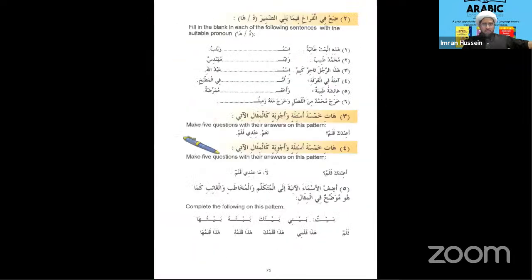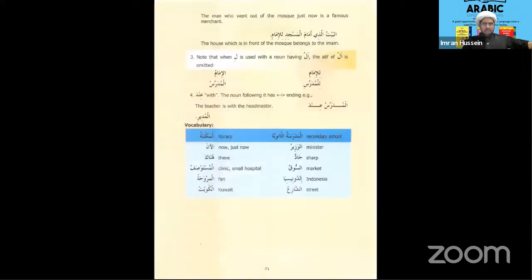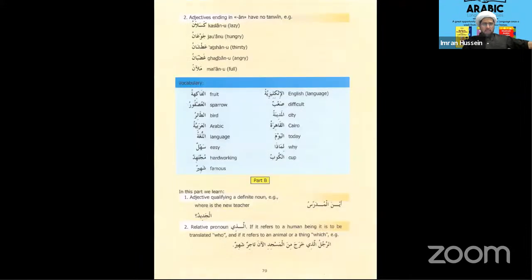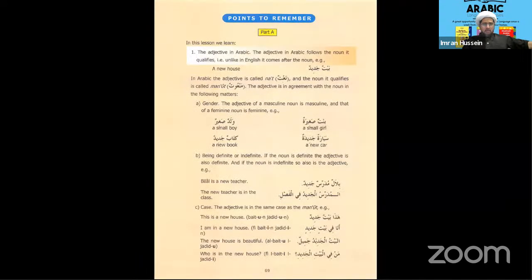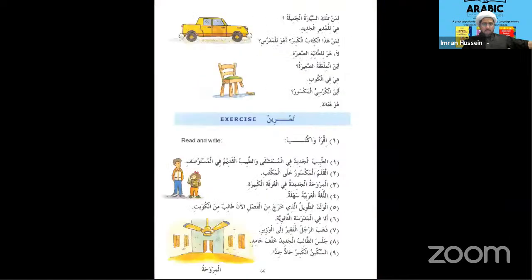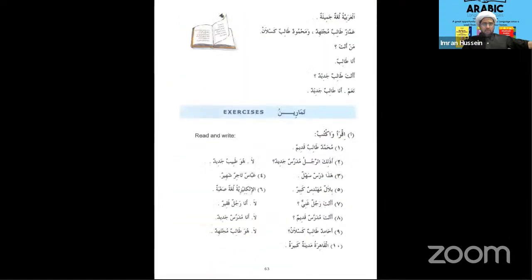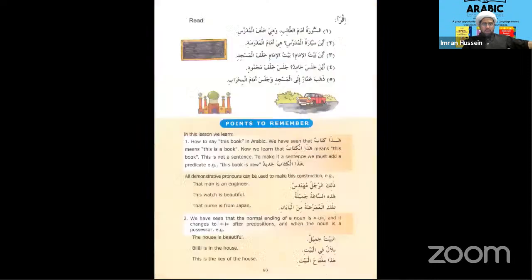I'm going to show you now. In lesson number 9, let me show you over here. السبورة أمام الطالب. أين السيارة؟ هي أمام المدرسة.